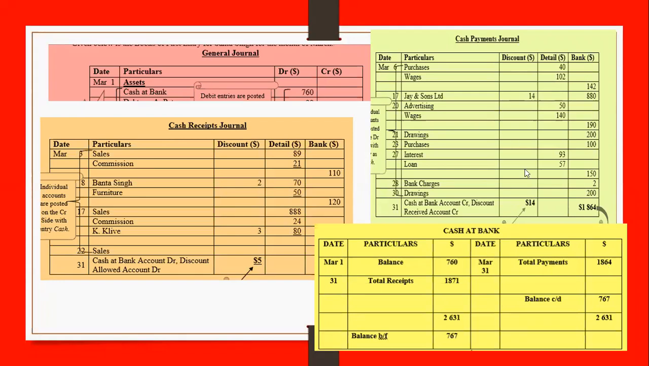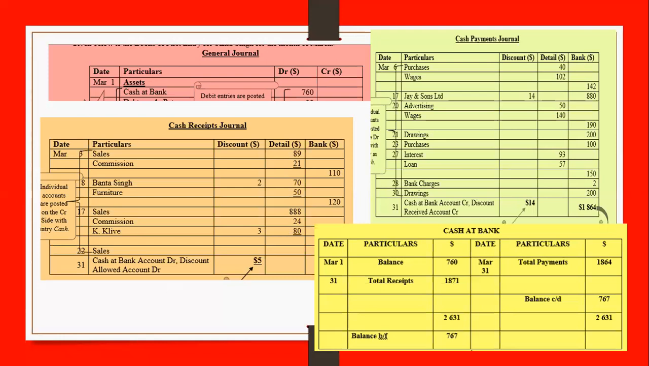What can you see on the screen? 1864. Good, 1864. So the total of the debit side is 2631 and the total of the credit side is 1864. Are they equal? Are they balancing? No, madam. Now that is where balancing comes in.